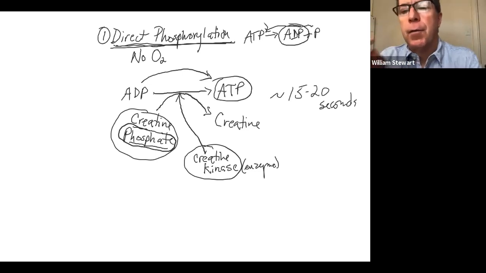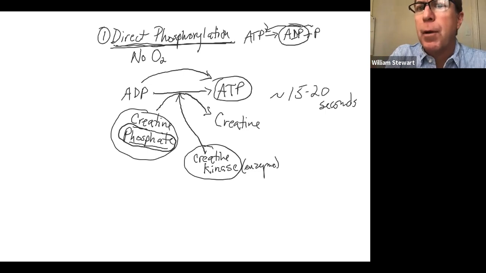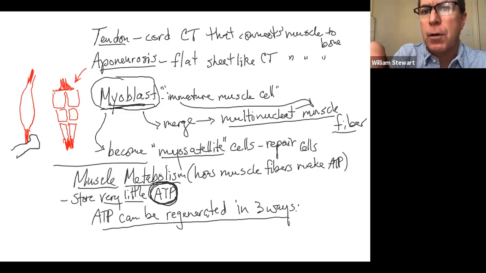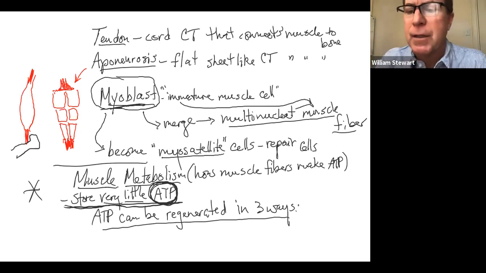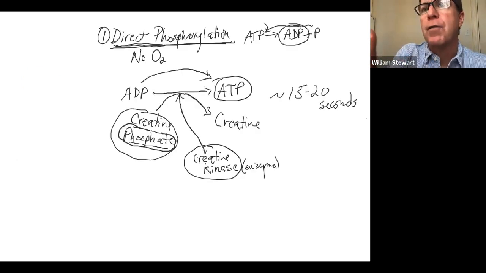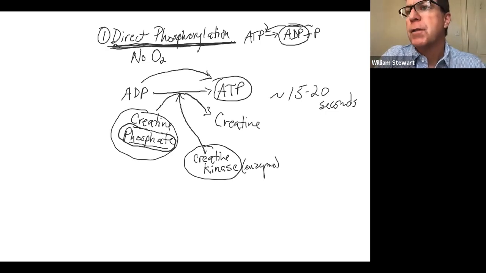Let me go back to my previous page. Remember, first a muscle always starts with stored ATP, but that's just maybe a second or two worth of contraction, it just gets the process started. So we've used up the stored ATP. Now we go to direct phosphorylation. That will give us about 15 to 20 seconds worth of contraction.